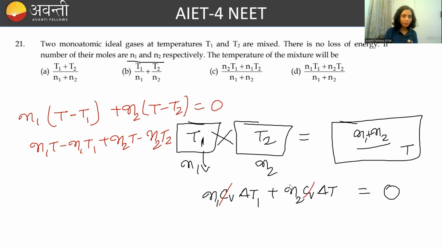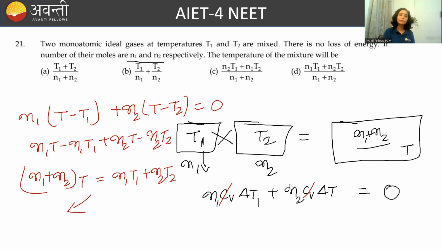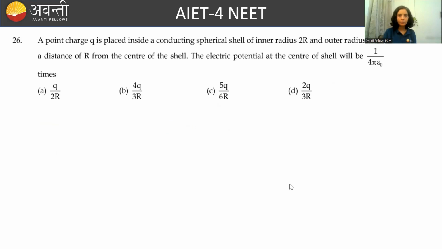How much value are we going to get? N1 plus N2 T will be equal to N1T1 plus N2T2. So what will be the value of temperature? N1T1 plus N2T2 divided by N1 plus N2. So the correct answer should be D. I hope it is clear.